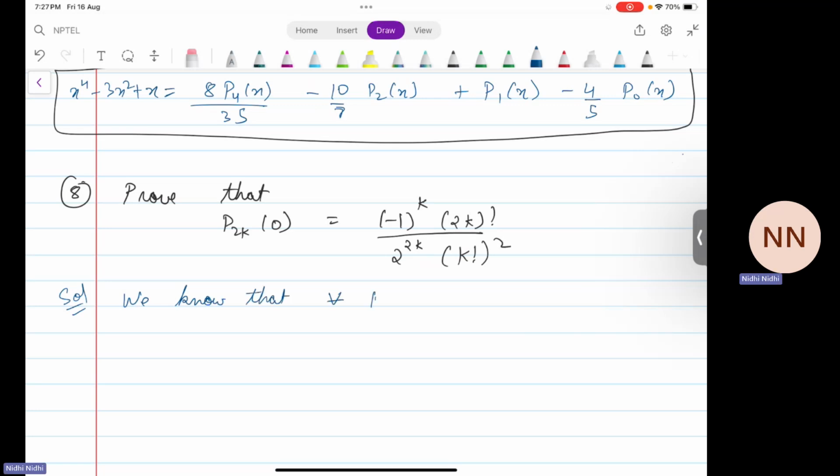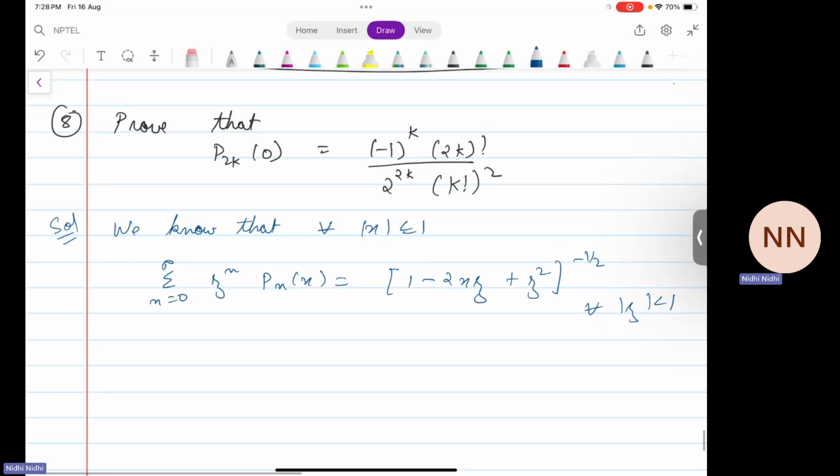for every mod x less than or equal to 1, we have summation n from 0 to infinity z to the power n Pnx is equal to 1 minus 2xz plus z square to the power minus 1 by 2, for all mod z strictly less than 1. So this gives us that summation n from 0 to infinity z to the power n Pn at 0 is equal to 1 plus z square to the power minus 1 by 2.